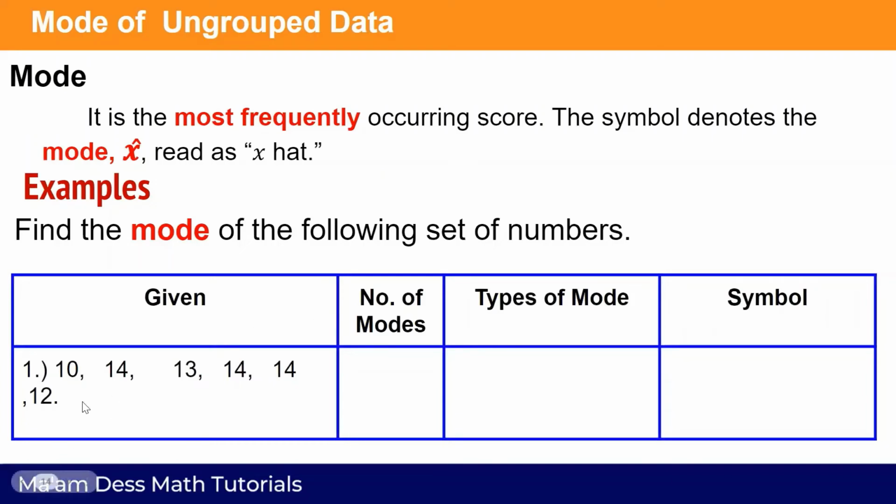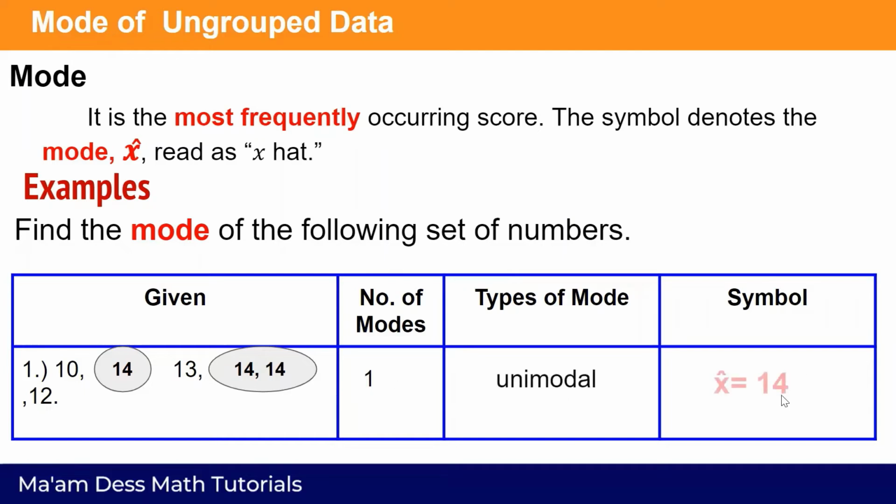Given number 1: 10, 14, 13, 14, 14, and 12. So kitang-kita po natin alin po kaya ang mode dito. And then, how many modes do we have for this given? Let's find out. We can see we have 14. The number 14 most frequently appears. Siya yung may mas marami. Ilan? Tatlo yan. The number of modes is 1, kasi 14 lang yung number niyon, di ba? And the type of mode, we can call it unimodal. For the symbol, we have X hat, or the mode is equal to 14.